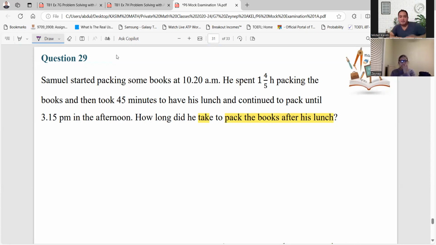Okay, all right. Samuel started packing some books at 10:20 a.m. He spent 1 and 4/5 hours packing the books, and then took 45 minutes to have his lunch break, and continued to pack until 3:15 p.m. in the afternoon. The question is, how long did he take to pack the books after his lunch?